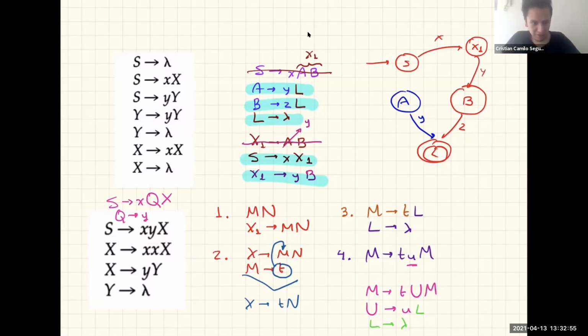I have a question, teacher. In the second rule, when we rewrite, the M disappears? Yes. Because you are rewriting this, you can substitute this M with a T, then here M can be substituted with T, yielding X produces Tn. So yes, it disappears.